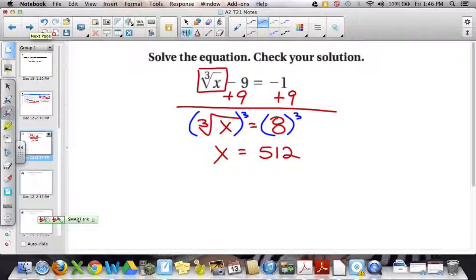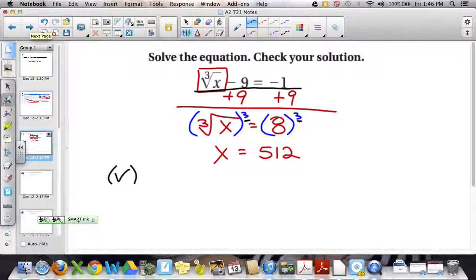All right, now it's important that we check our solutions. Because of this cubing on each side, or squaring on each side when we have a square root, it is possible that we can introduce a solution that doesn't actually exist, especially with even powers like squaring. But it can happen with cubes as well. So it's important that we do a check to see if this actually works back in the original equation.